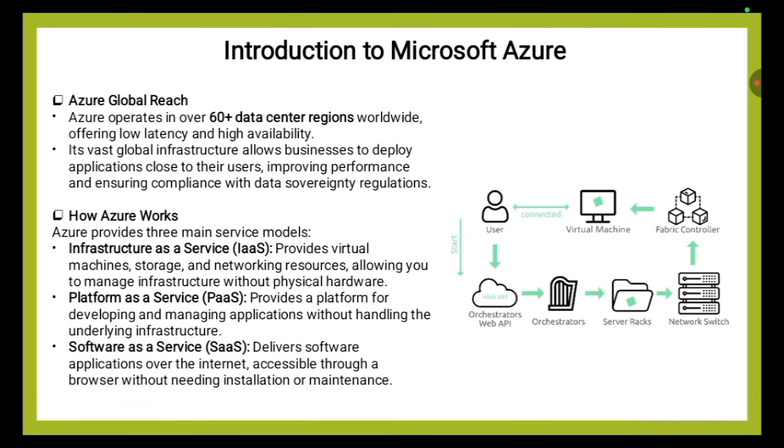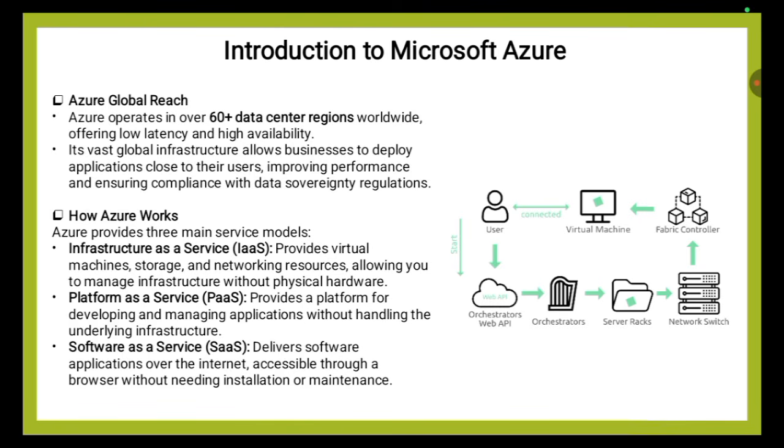So from these details we can say that Azure operates in over 60 plus data centers worldwide, providing low latency and high availability. Its global infrastructure allows businesses to deploy applications close to users, improving performance and ensuring compliance with data regulations. Azure supports three key services. Infrastructure as a Service provides virtual machines and networking resources. Platform as a Service offers a platform to develop and manage applications. And Software as a Service delivers software over the internet without installation or maintenance.